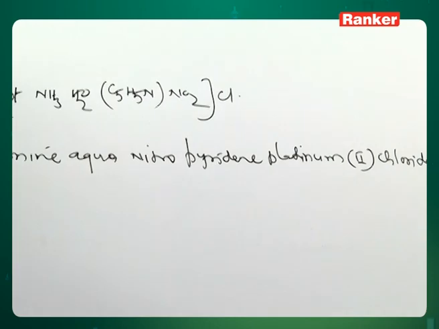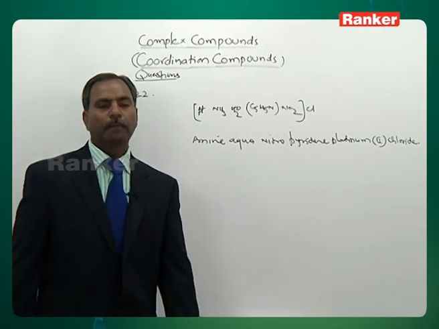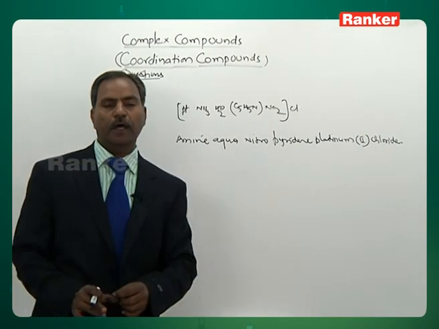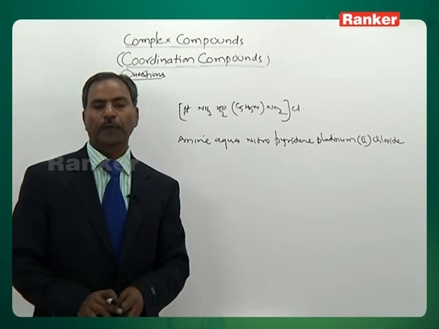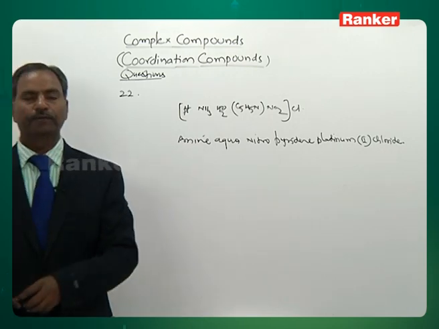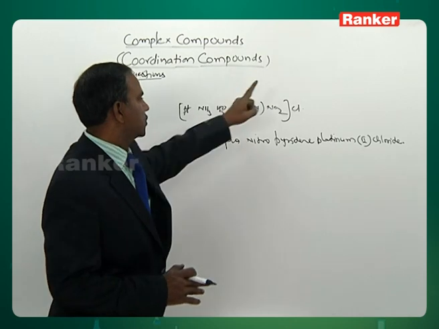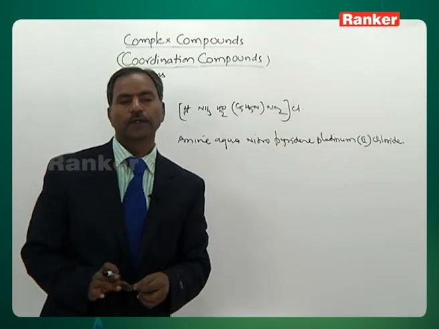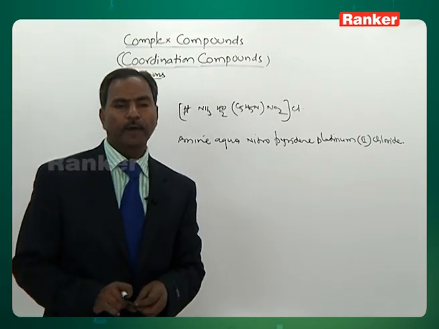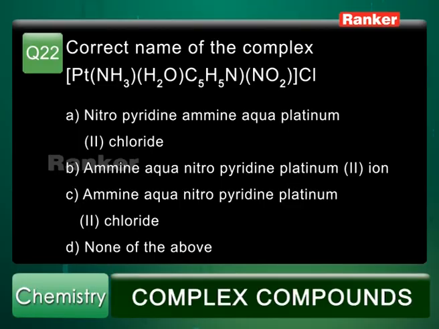Now let us check the options. Coming to the first one, nitropyridine, ammine, aqua, platinum(II) chloride. First you have to follow the alphabetical order. Ammine has to come. Coming to option B, ammine, aqua, nitropyridine, platinum(II) ion. Ion is said. The entire name is correct, but he said ion. Ion means there should be a charge over the complex. There is no charge. So coming to option C, ammine, aqua, nitropyridine, platinum(II) chloride. This is the correct naming of this particular complex. Therefore, answer is C.